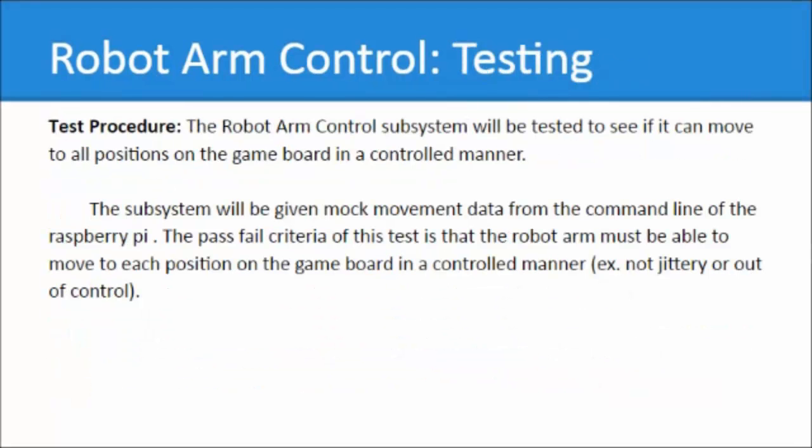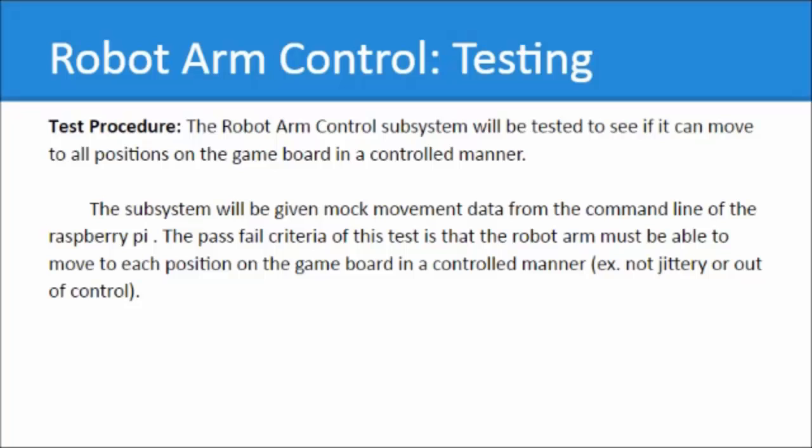The robot arm control subsystem will be tested to see if it can move to all positions on the game board in a controlled manner. The subsystem will be given mock movement data from the command line of the Raspberry Pi. It will then be watched to see if its arm moves to the requested position within 10 seconds. The pass-fail criteria of this test is that the robot arm must be able to move to each position on the game board quickly and without jitters.